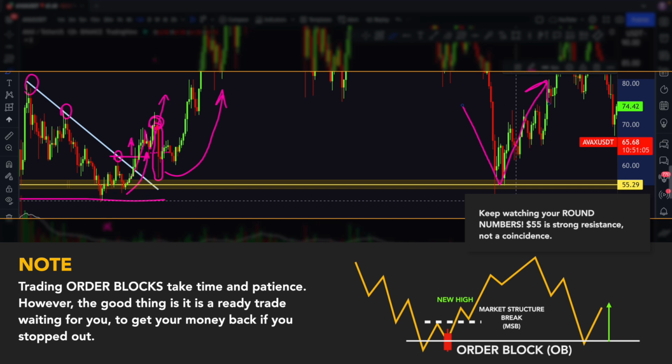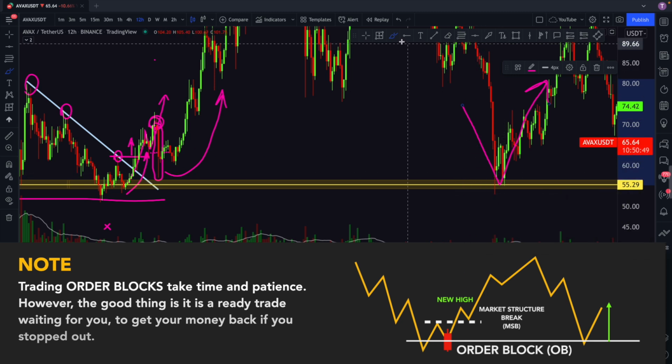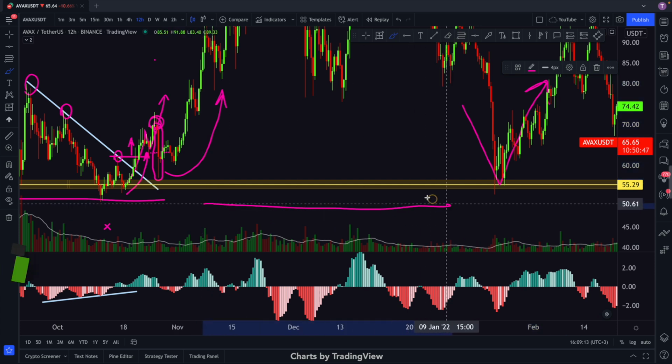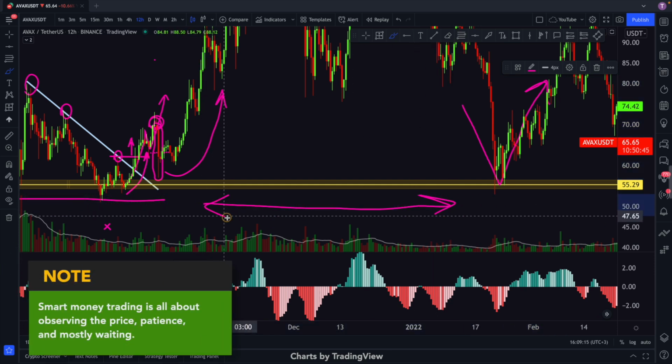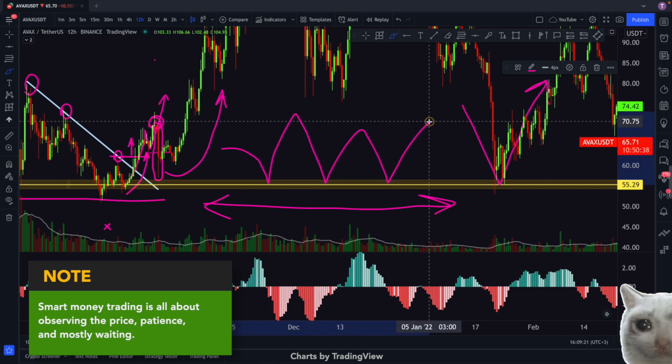So why did I teach you this? If somehow you get stopped out from the MACD strategy, you can use the order blocks and set an alarm and get your money back. That's simple. The problem is sometimes it takes way too long. Hours, days, weeks, depending on your time frame. However, the good thing is this is a ready trade waiting for you to get your money back if you get stopped out.